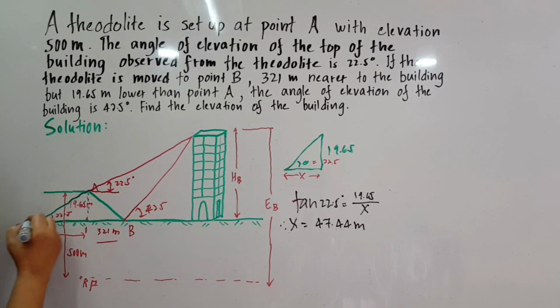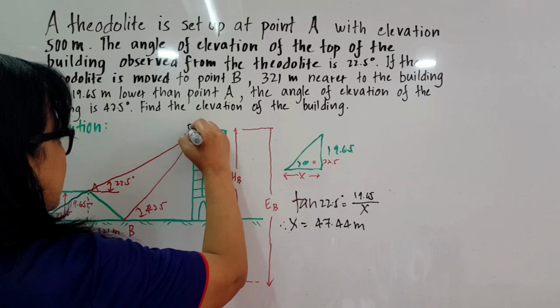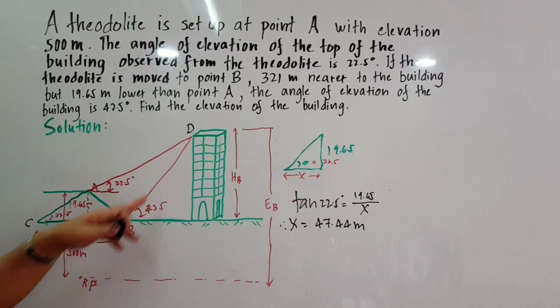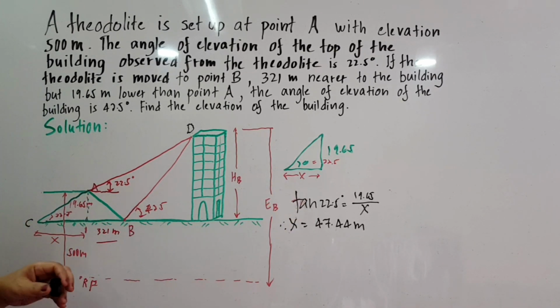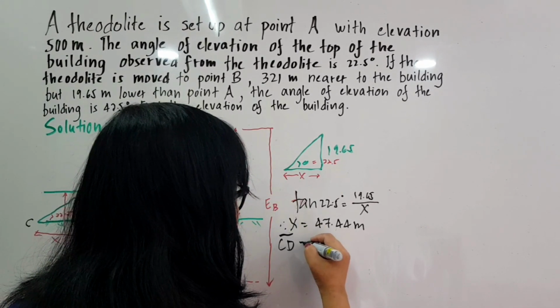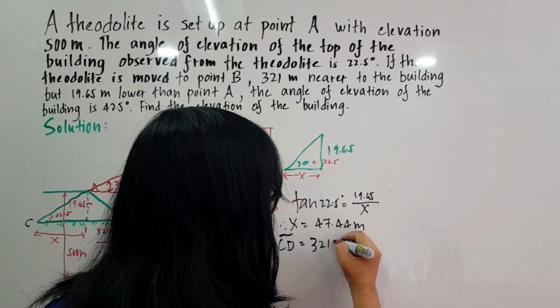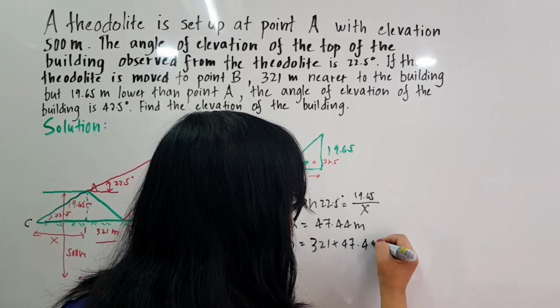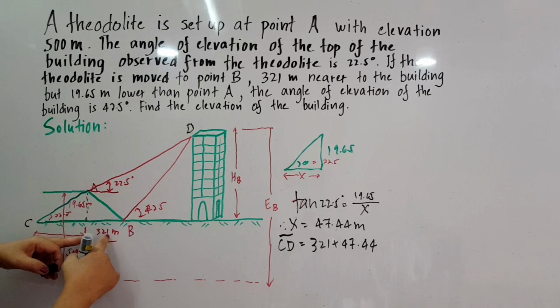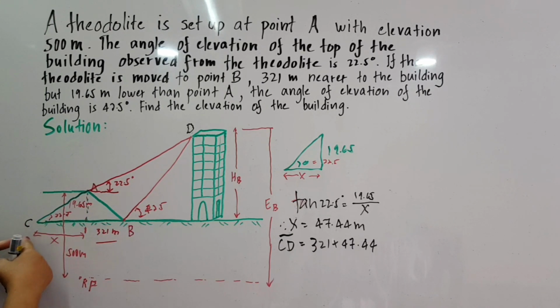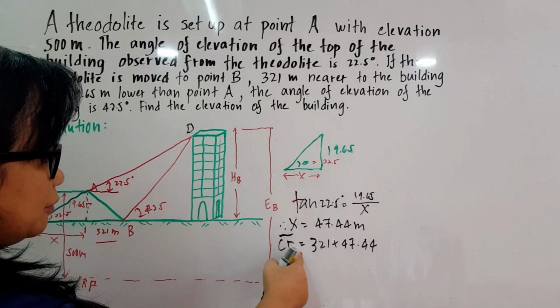So, i-designate natin ito as C at i-designate rin natin to as D. So, A, C, B, and D. Ito nga yung sinusolve natin, yung distance na to, yung x. Ngayon, nakuha na natin yun. So, the total BC or CB, the total distance therefore is equal to 321 plus 47.44. Bakit? Kasi dito, given yung distance from the point A to B, which is 321 meter, plus this distance will be the total, the distance of CB, which is the x plus this 321 will be equal to this one.